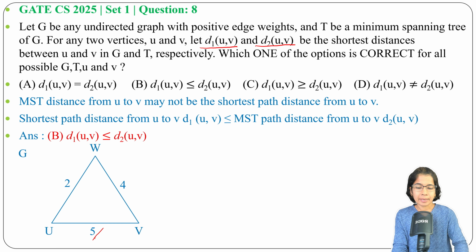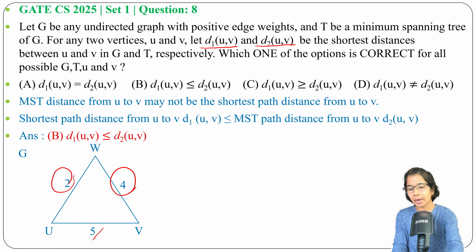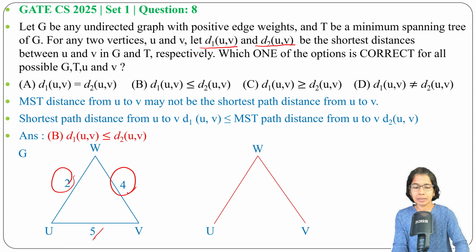We'll draw the spanning tree for this. We'll choose the minimum weights, 2 and 4. We'll use the UW and VW edges in the minimum spanning tree. Now the distance between U and V will be 2 plus 4, which is 6. In the graph, the distance is 5, whereas in the spanning tree, the distance is 6.